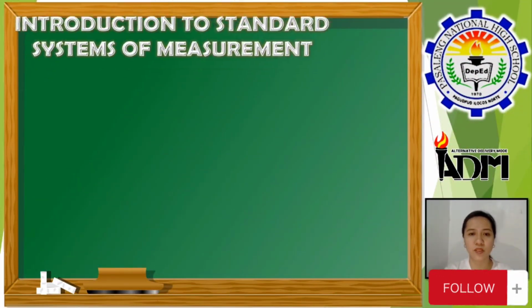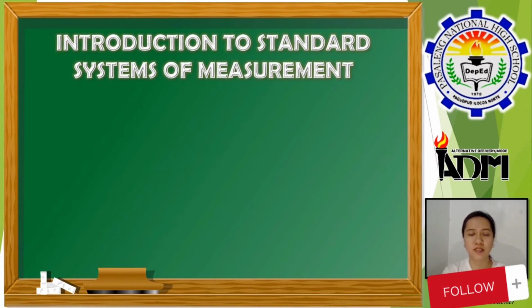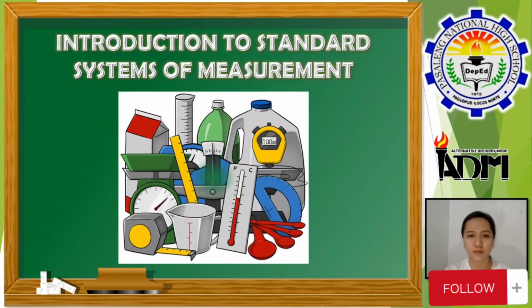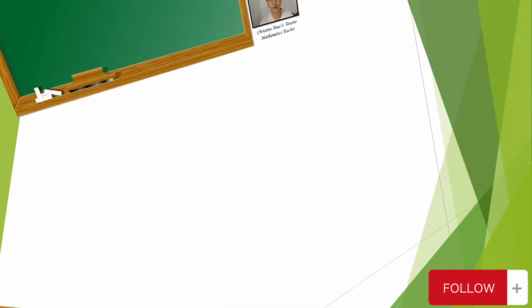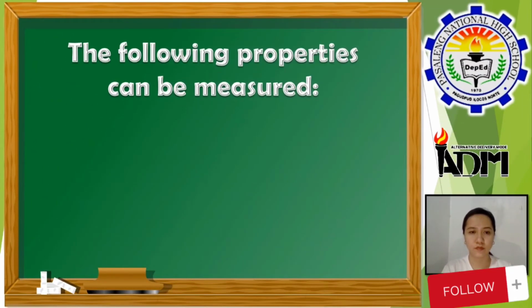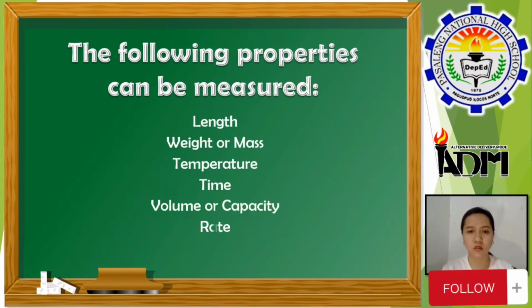The next slides will tell us more about the standard systems of measurement. So the following properties can be measured. First is the length, or yung haba, weight or mass, yung bigat ng isang object or matter na nasa loob ng object. And then temperature is yung init or lamig ng isang bagay or ng isang lugar. And then time, kung anong oras na nga ba, anong petsa na.